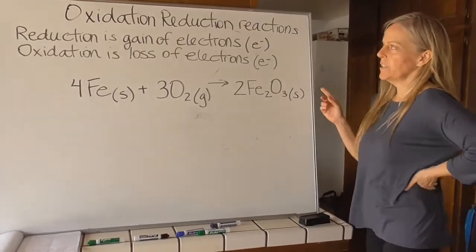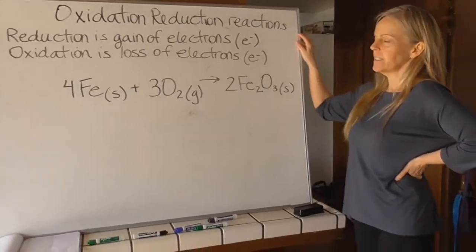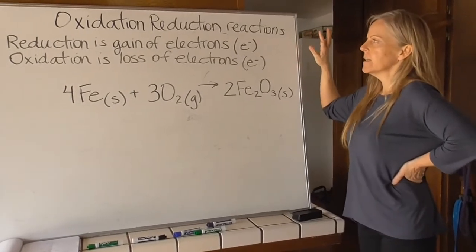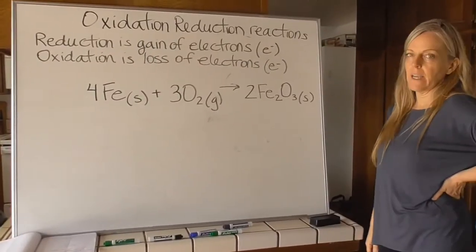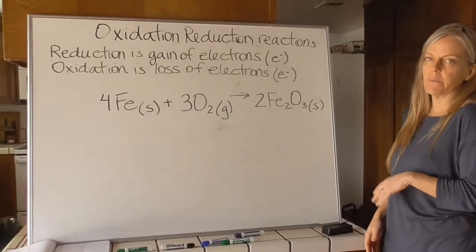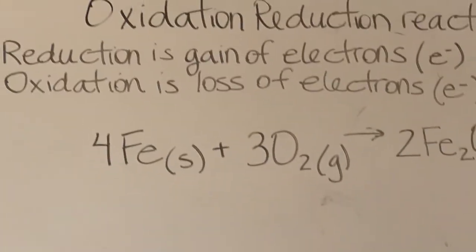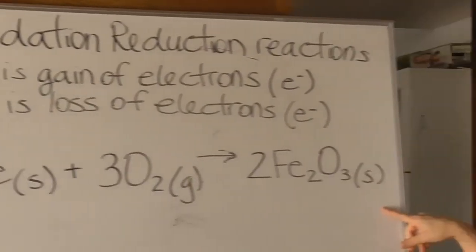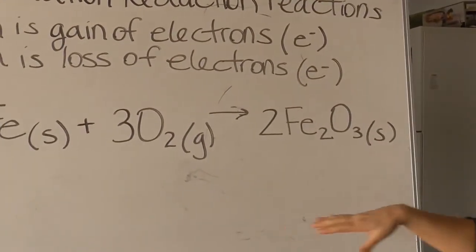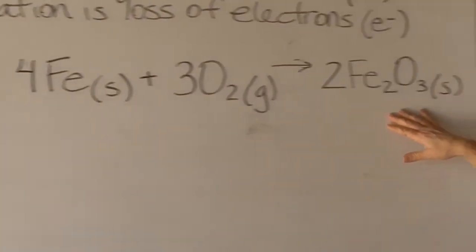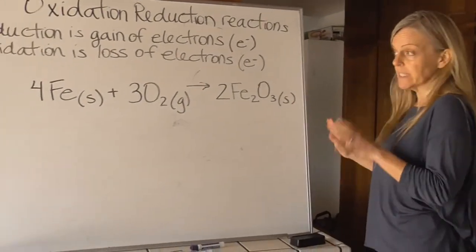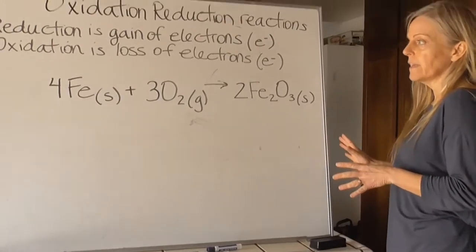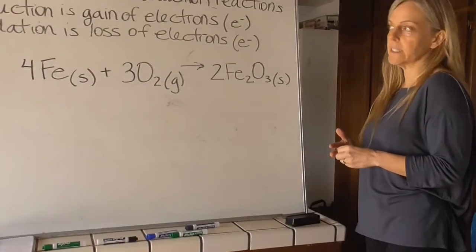So we're going to continue our talk about oxidation reduction reactions. The last video was assigning oxidation numbers. We're going to review that again today as we also show what is oxidized and reduced in a balanced chemical equation. Or even if the equation isn't balanced, you can still identify what is gaining or losing electrons.